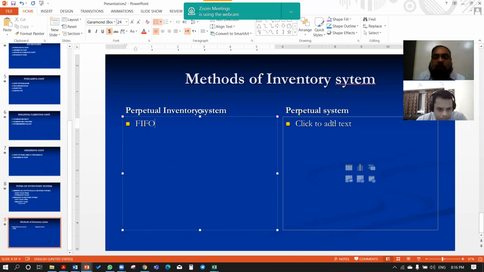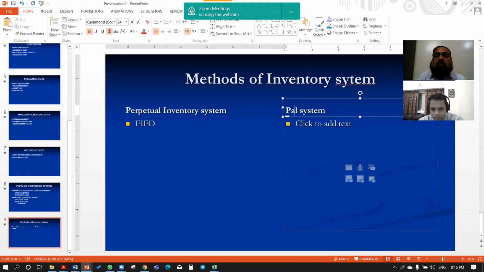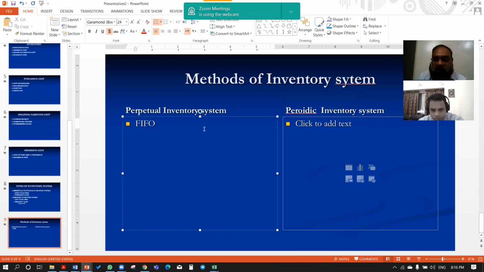So we are discussing the perpetual inventory system and the periodic inventory system. What is the perpetual inventory system? We can have first in, first out, right? Last in, first out, LIFO basis, right? Weighted average.